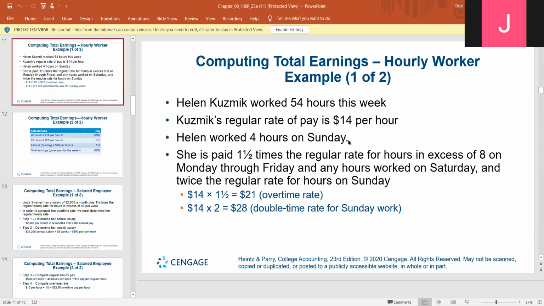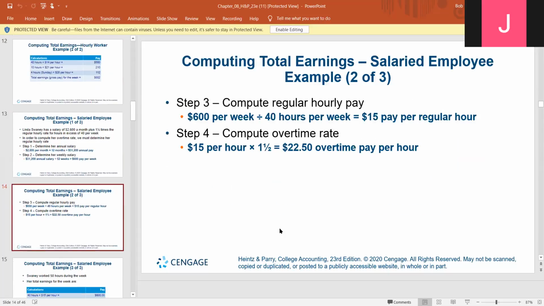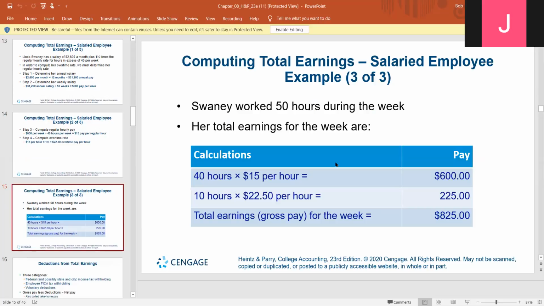She gets $14 an hour, and that's the other one. This woman here, we broke her paycheck down to $15 per hour. Compute the overtime rate. It's 22 and a half, 1.5 times. Time and a half, it's called. I'm sure you're familiar with that. Here you go. She worked 50 hours. So simply 40 hours at $15 per hour, $600, and 10 hours at time and a half, 22 and a half. Total earnings for that week, $825.